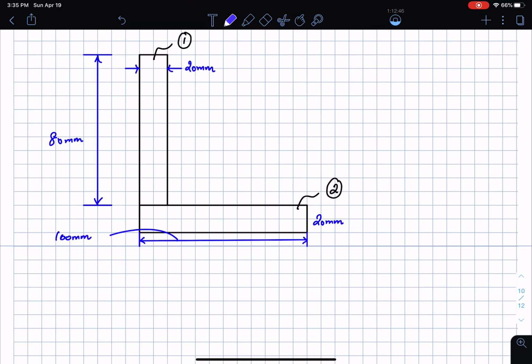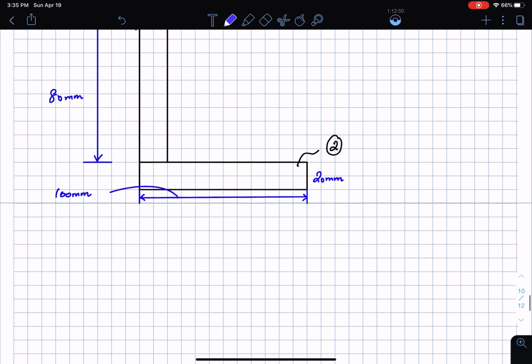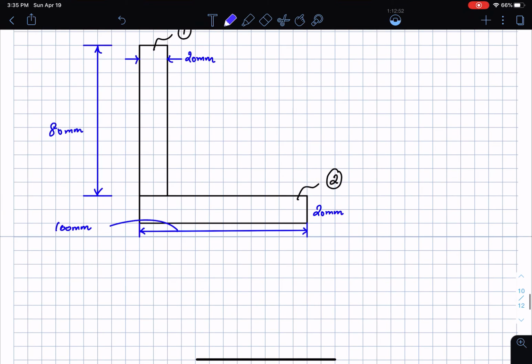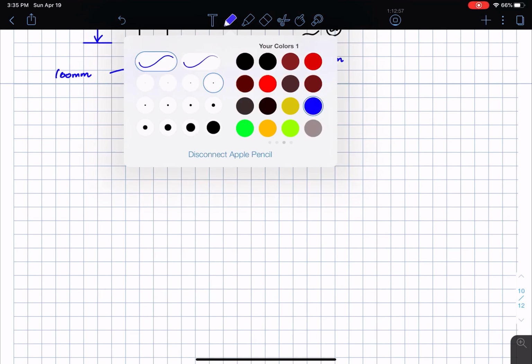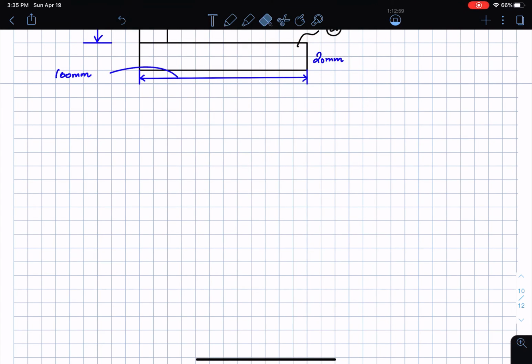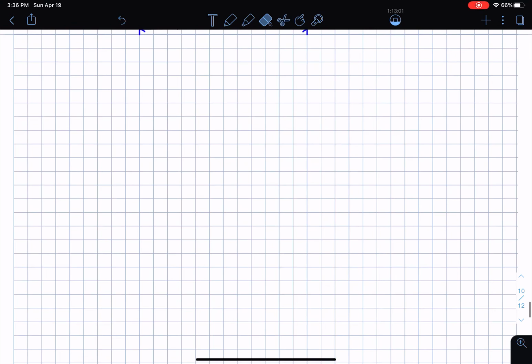Okay, so the first step, as always, is to locate the centroid of each of these little pieces, and then the centroid of the main piece, and then go about our way. So the procedure is the same as the above. I'm just going to copy this figure and then get on my way. All right, so I'm going to start off by looking at the main figure.